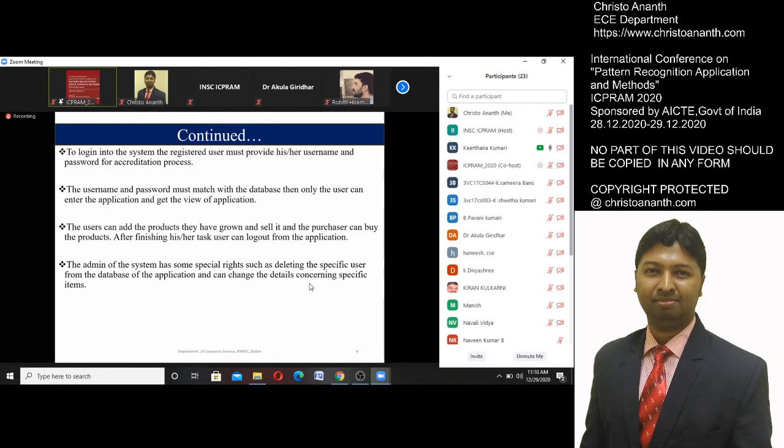The admin of the system has some special rights, such as deleting specific items. Only the admin will have these rights. That is the work of the database of the application, and the admin can change the details concerning specific items every time while updating.